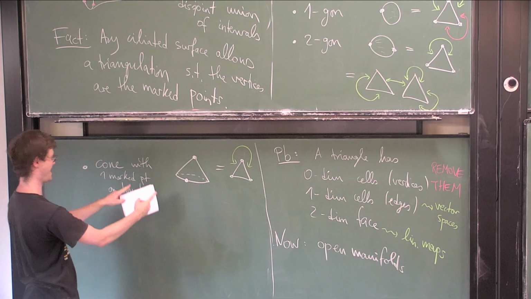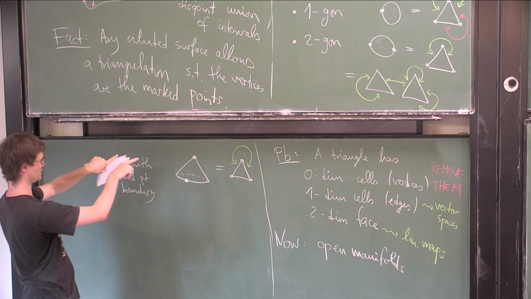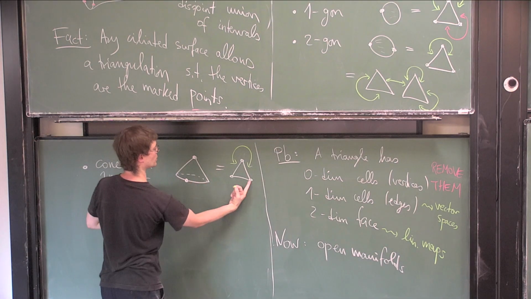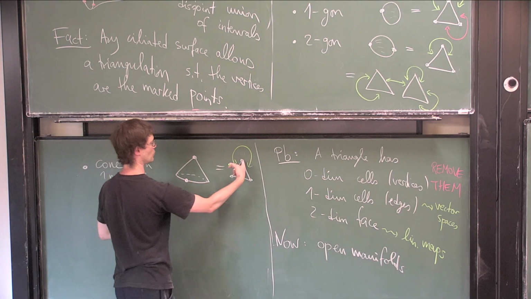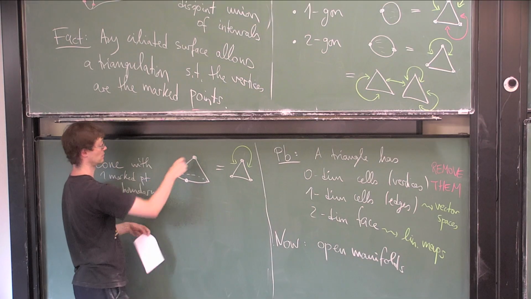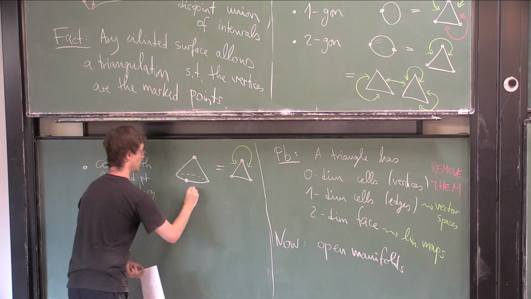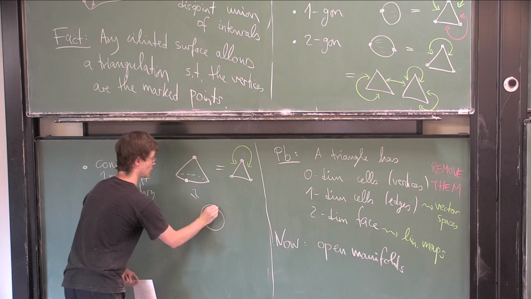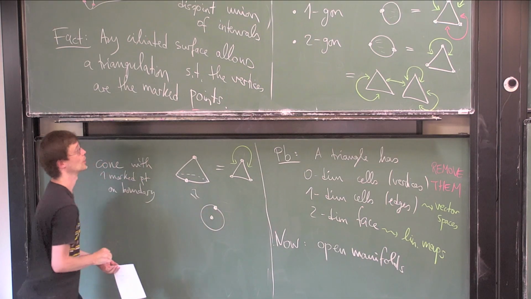Why actually? Because when you glue these things together, you get one boundary component, which here you have one boundary component with one mark point, and you have one point in the interior. So if you prefer, I can write this as simply the disk with one point on the boundary and one point in the middle. Okay, very good.